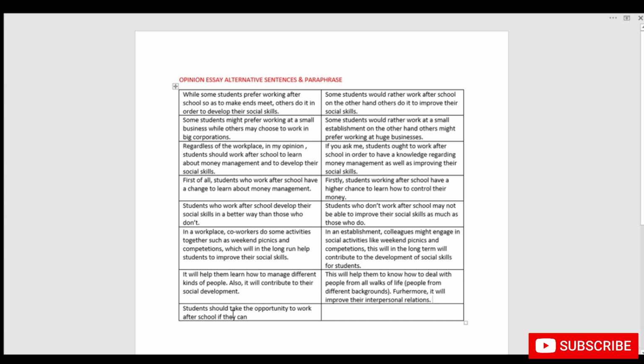And the last one, students should take the opportunity to work after school if they can. So I'm going to change it by saying students ought to work after school if they have the chance to do so. And what I mean, by saying if they have the chance to do so, is that if they have an opportunity to work after school. So in this video, I showed you how to paraphrase by using or changing some of the wording and some of the grammar structures, as well as some of the conjunctions.